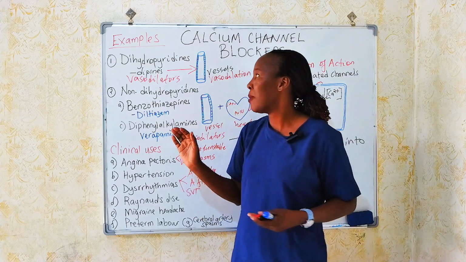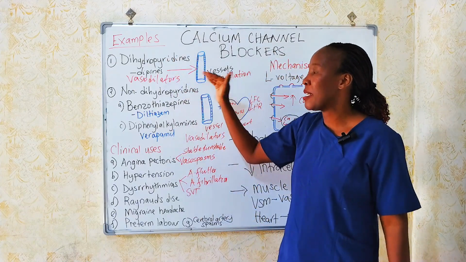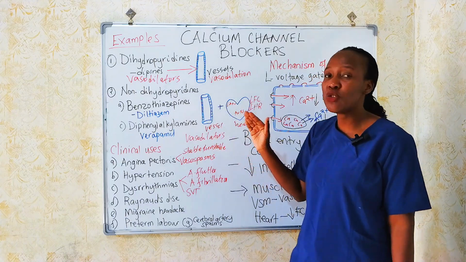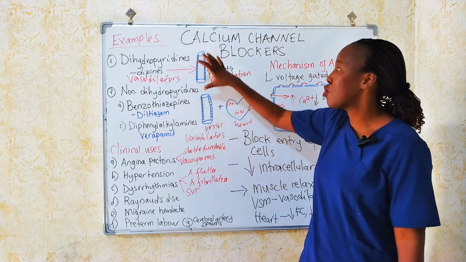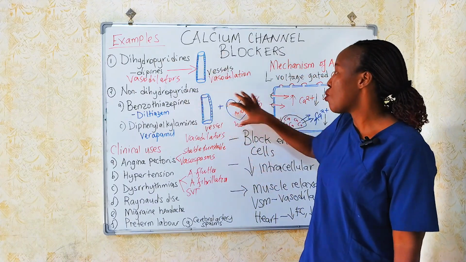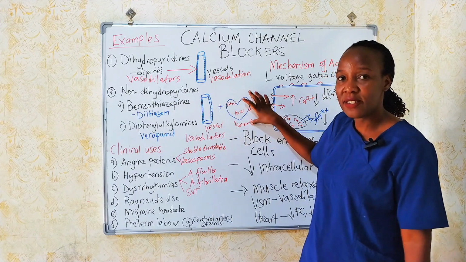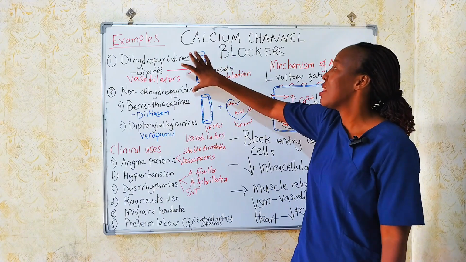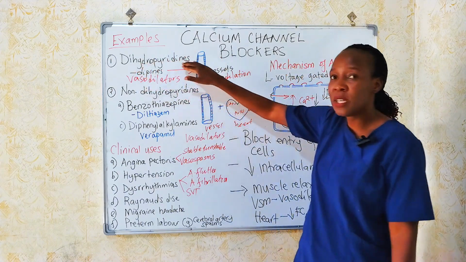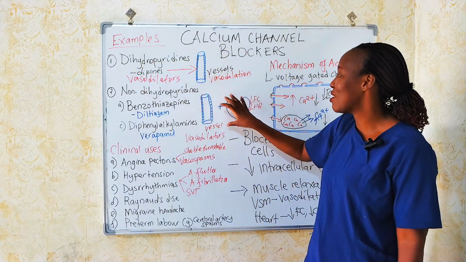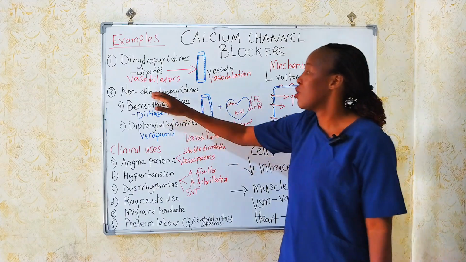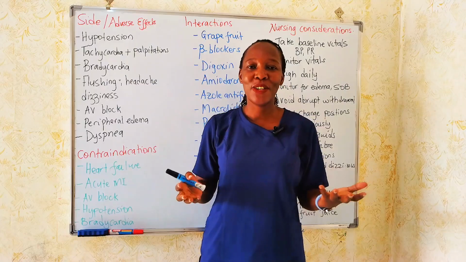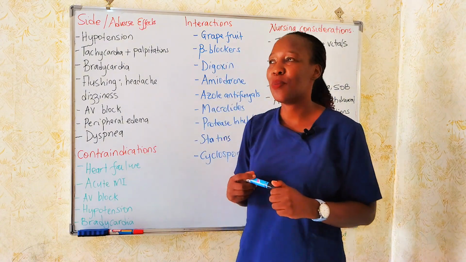So generally, the choice of a particular calcium channel blocker for a particular condition is going to depend on whether you want it to act on the vessels or you want it to act on the heart. If you preferentially want vasoactivity, then you're going to choose the dipines. And then if you want an activity on the heart or both, then you're going to choose the non-dihydropyridines. Let's look at the adverse effects of calcium channel blockers.